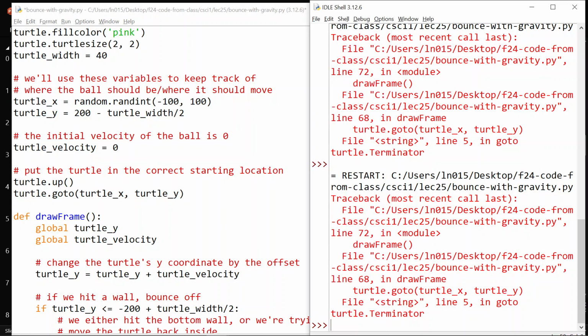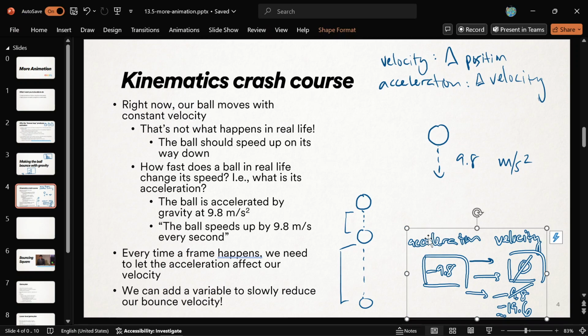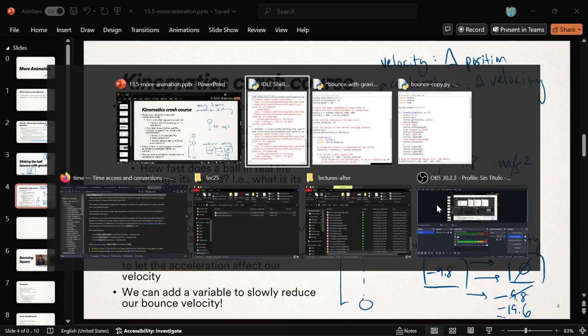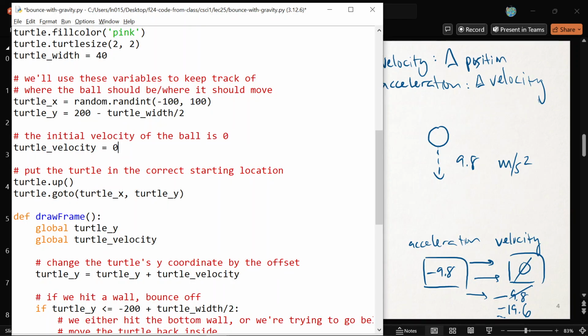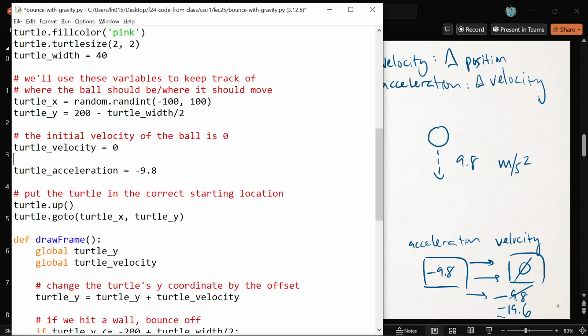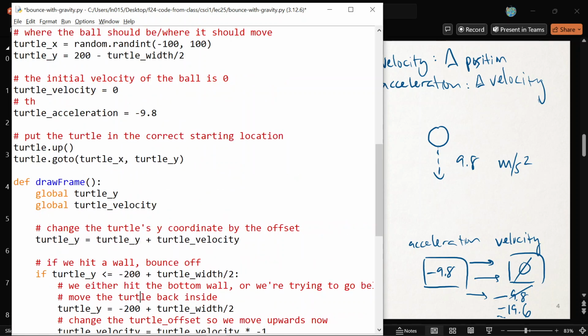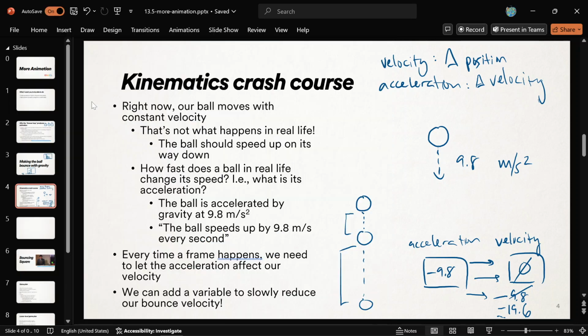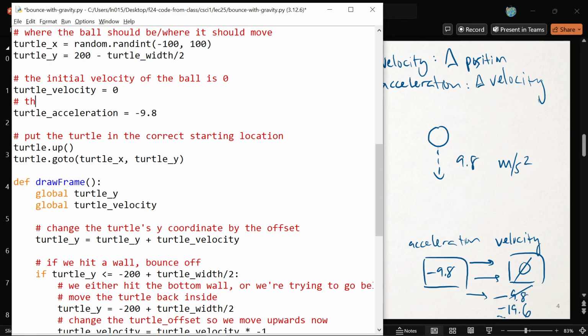But now we also need turtle acceleration, which will be affecting the velocity. So, turtle acceleration, like negative 9.8 or something. We'll figure this out. Okay, so this isn't per second, because we're affecting the speed every frame. That's what draw frame is going to do. We're going to change it every frame. So really, the units for our acceleration are not going to be meters per second squared.